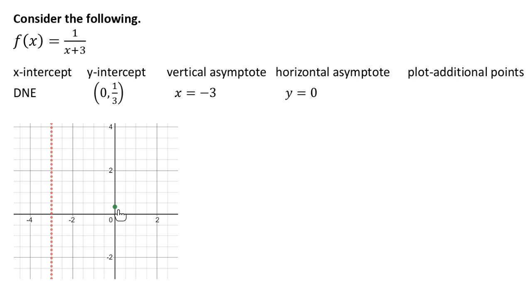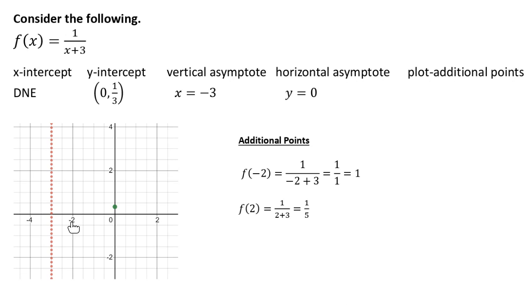And this point here is my y-intercept at 0 and 1/3. And that's all I know, right? So to make this graph might be difficult if that's all the information we had. That's why plotting additional points is important. The points that you want to graph, you want to select points that are on both sides of the vertical asymptote. Okay, so that's important.